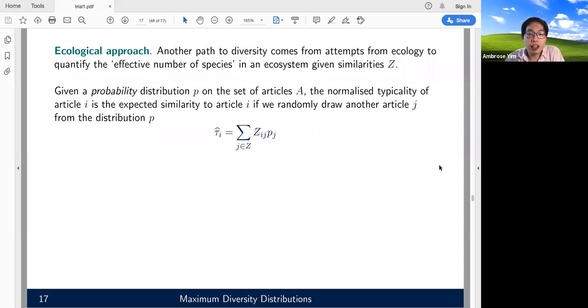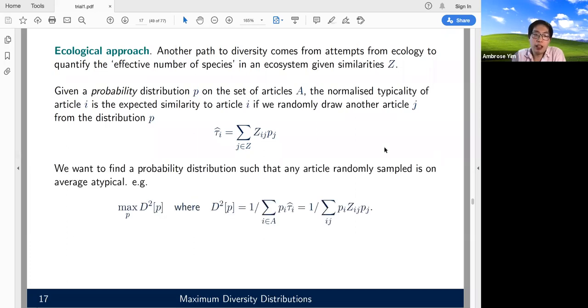So this is the expected tau hat i, the expected similarity to article i if we randomly draw another article from this distribution. And we want to find a distribution such that any article randomly sampled is on average atypical. So what they do in ecology is they try and maximize this diversity index, which is the inverse of the average typicality. So this index is maximized if the average typicality is small across the system.